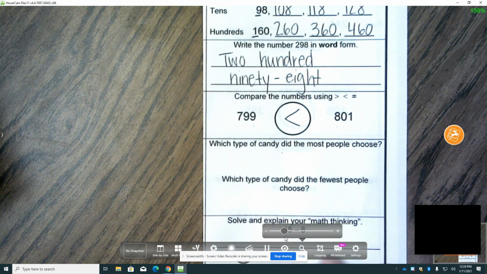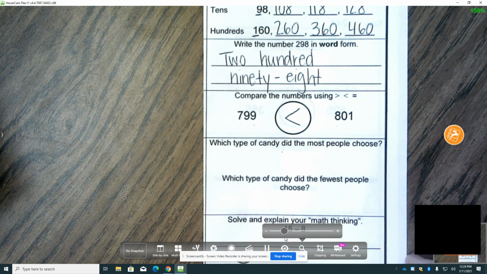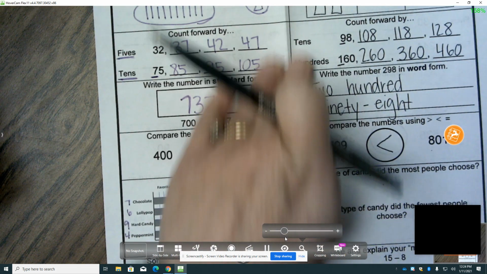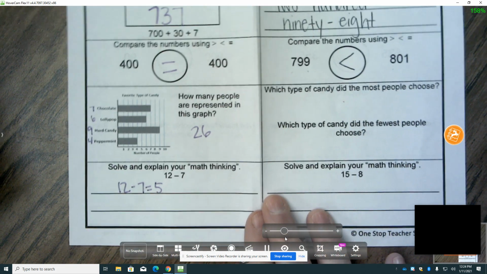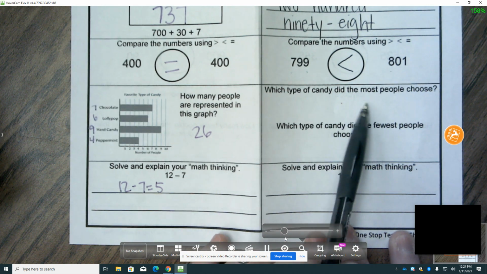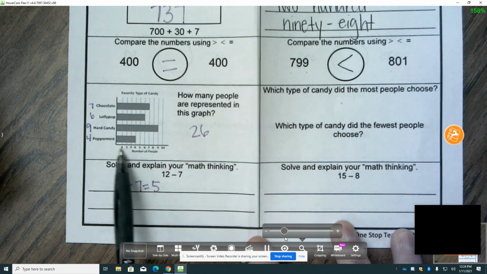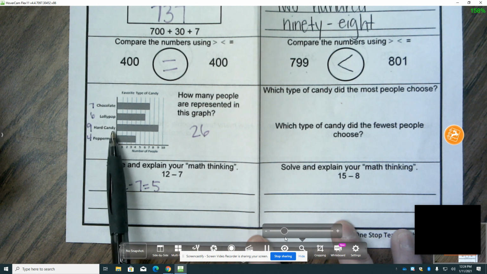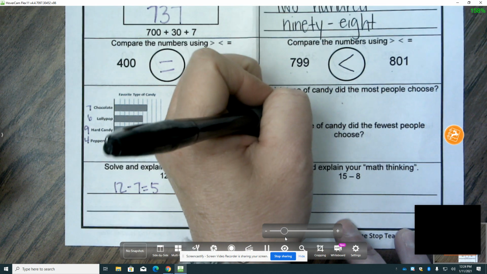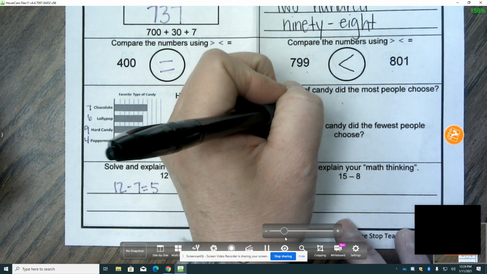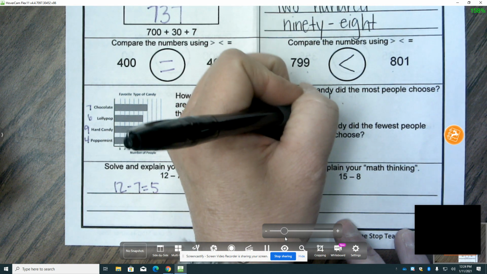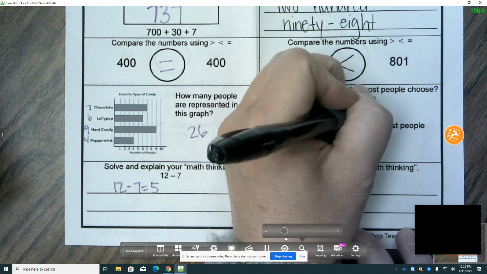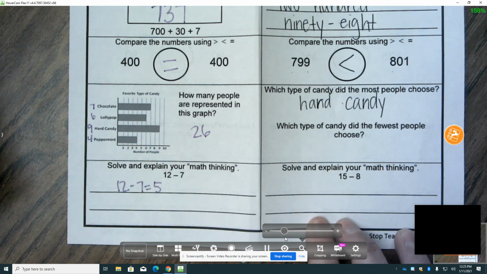All right, now for the next question, it asked which type of candy did the most people choose? Well, we're going to have to look back at our graph from yesterday. Okay, so which type of candy did the most people choose? I'm going back to look at my notes from yesterday, so it looks like it would be hard candy. Remember, it did not ask how many right there. It asked which type. So always make sure that you answer the question that it asked.